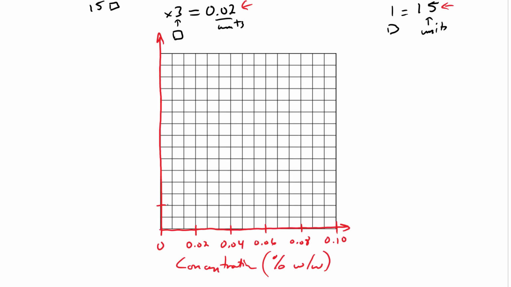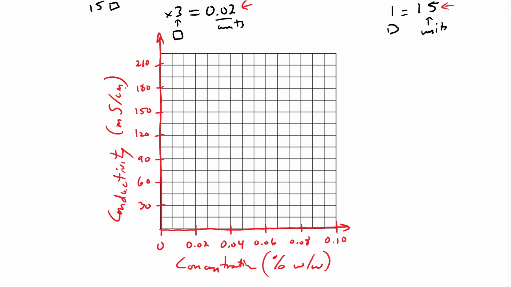So let's put that on here. 30, 60, 90, 120, 150, 180, 210. Let's label this axis now. This is the conductivity. And it is going to be in millisiemens per centimeter. That is the units for conductivity. I believe you'll do some of that in your chemistry class. Let's put our data now on this.